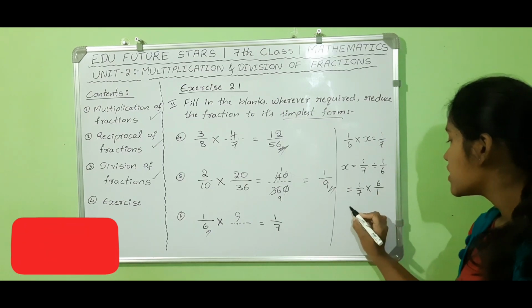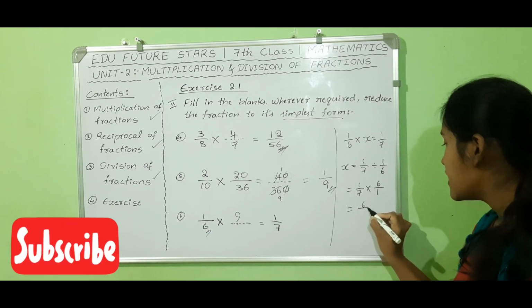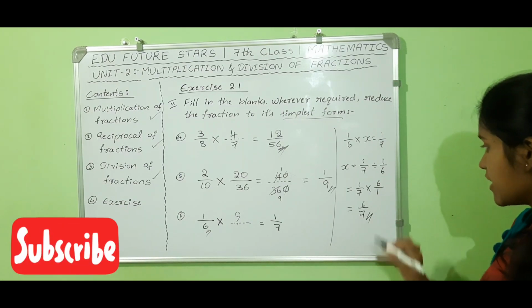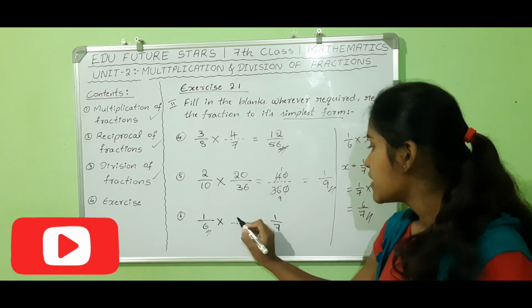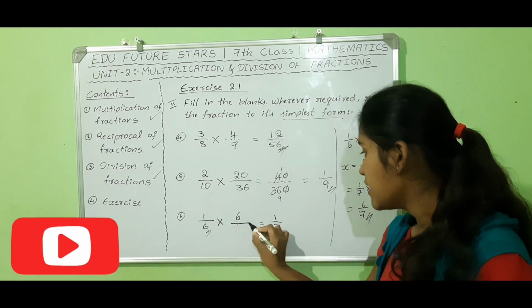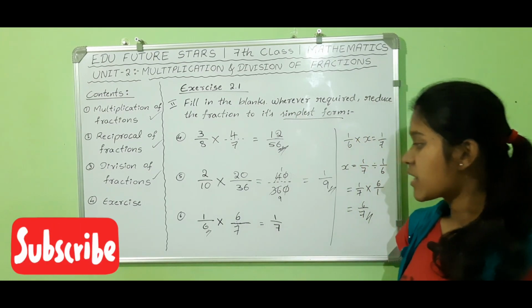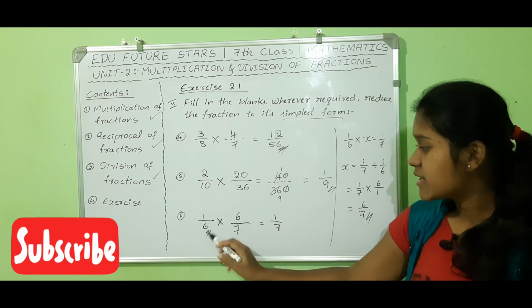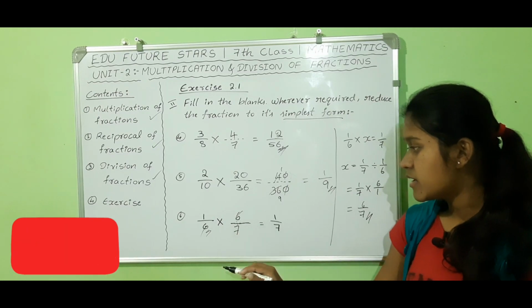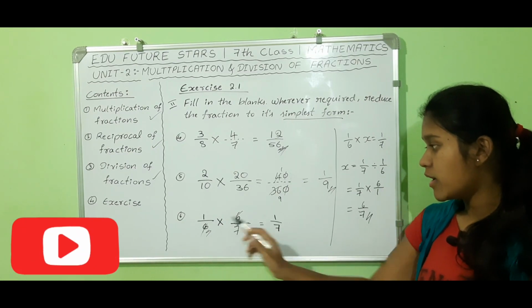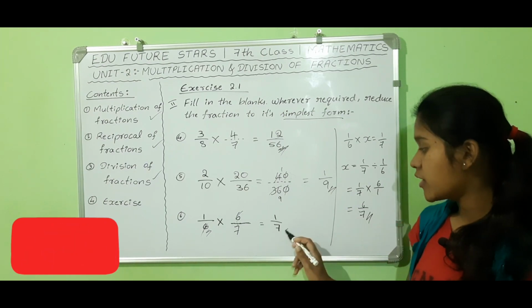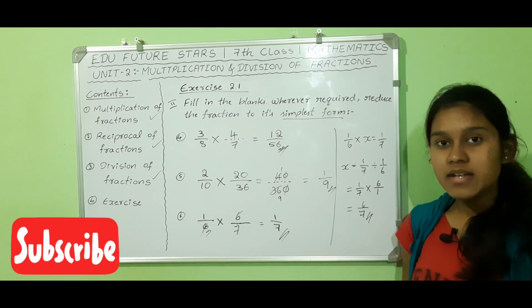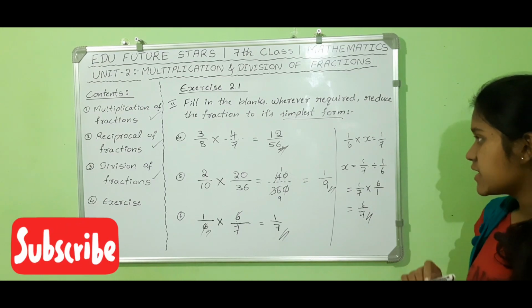So now what is the result here? 6 by 7, correct? Let's keep 6 by 7 over here. 6 by 7, right? Now see this one. 6 and 6 get cancelled out. 6 and 6 get cancelled out means what? 1 and 1, and 1 into 7 is what? 7 only. So we are getting 1 by 7 as the result. Getting it? So this is the step behind it.